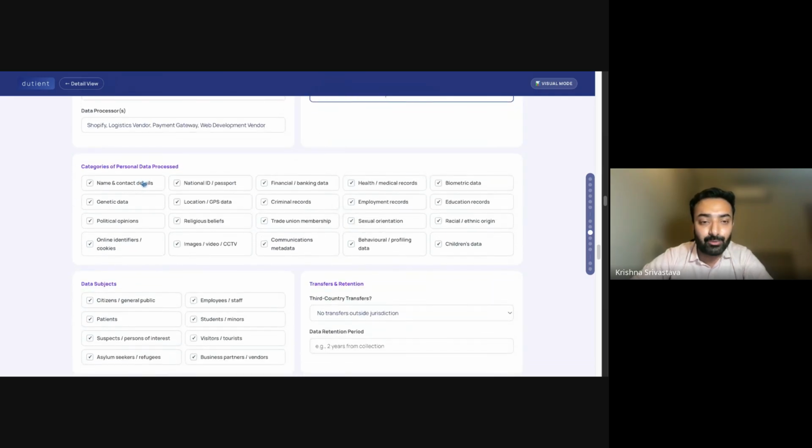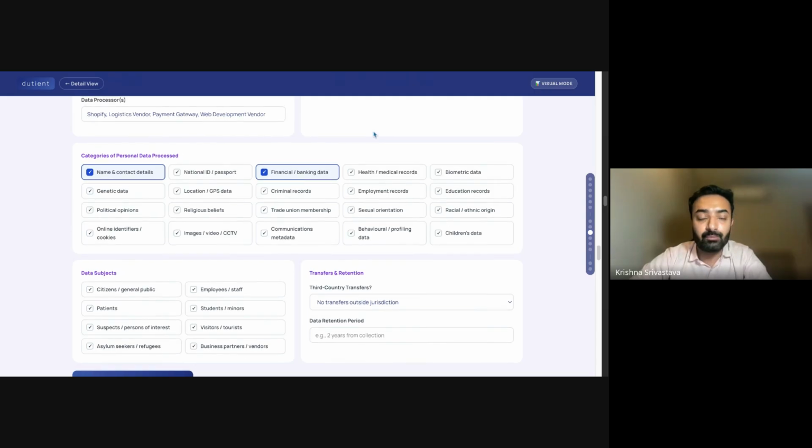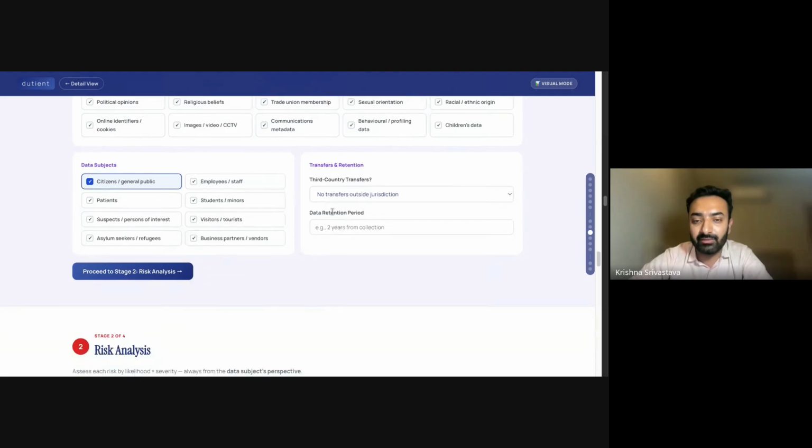What are the categories of personal data that we process? Name and contact details. We are also processing their financial data because we need to understand what kind of payment mode they want. Is it credit card, debit card, net banking, so on? If it's UPI, which is basically a native payment infrastructure available in India. So basis that you understand the categories of personal data. Now, who are the data subjects? It could be citizens or general public, any individual who visits your website.